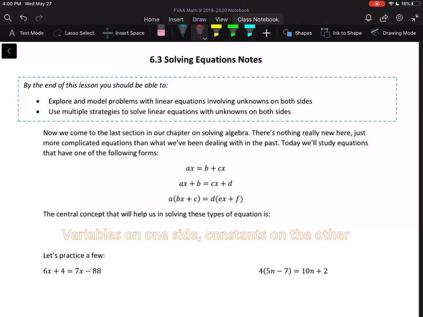So we're going to be exploring more complex algebraic equations to solve. We're going to explore and model problems with linear equations involving unknowns on both sides, so variables on both sides. And we're going to, again, use multiple strategies to solve linear equations with unknowns on both sides.